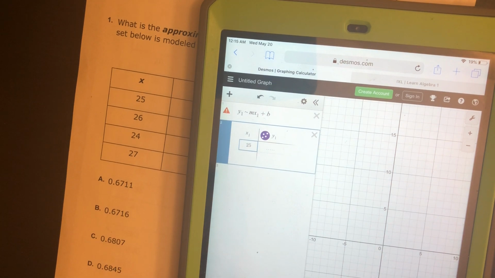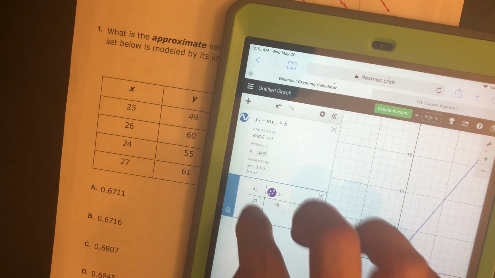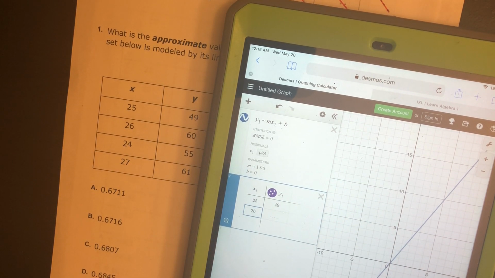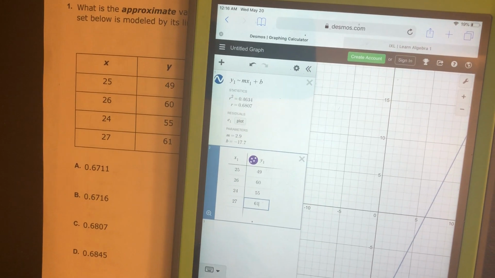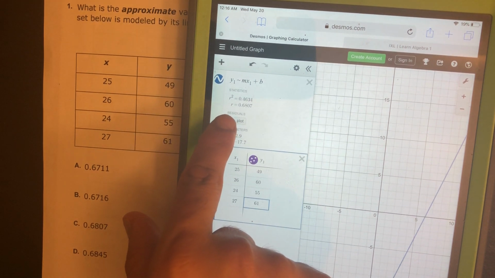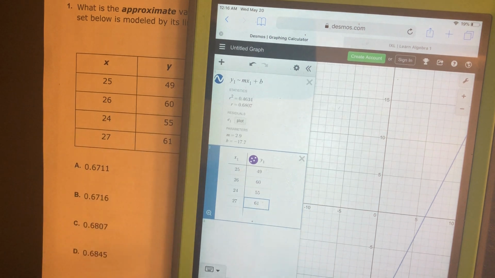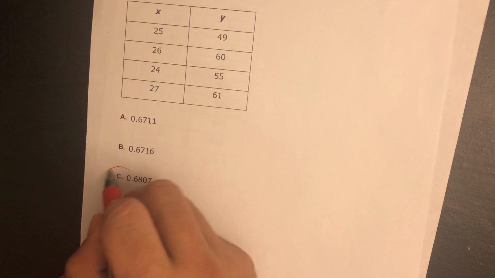25, 49, okay, 26, 24, 27, 60, 55, 61. Okay, so there we go. There's my table. Now, if we look at the information they gave me, the correlation coefficient is 0.6807. So the answer will be C.